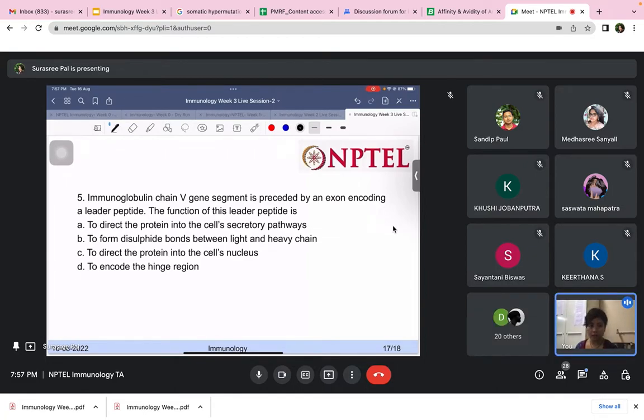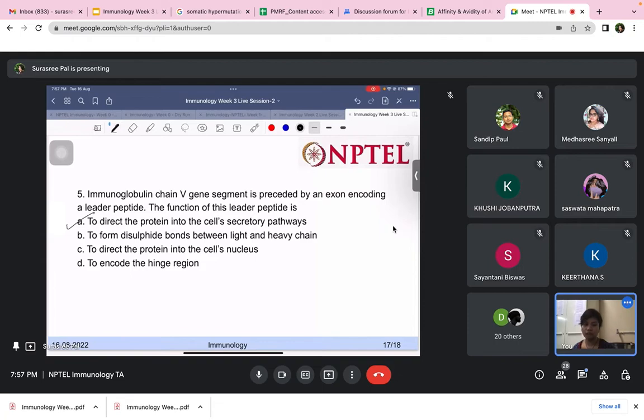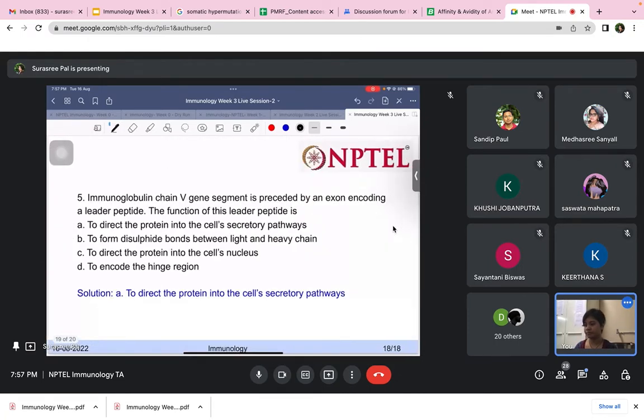Yes, most of you are giving correct answers. That is to direct the protein into the cell's secretory pathways. Some of you answered that it is to direct the protein into the cell's nucleus. No, that is not correct because the antibody will actually be secreted, so it will go outside the cell. For this secretion of the antibody, it needs to follow the secretory pathways of the cell, which is through the ER, then through the Golgi vesicles, right? So to direct the protein into the cell's secretory pathways, this is the function of the leader peptide. So that is the correct answer.